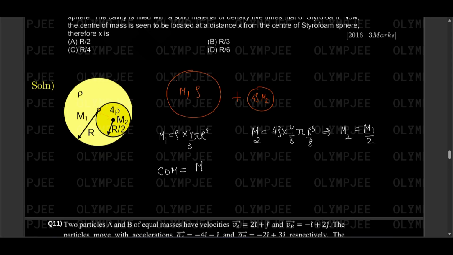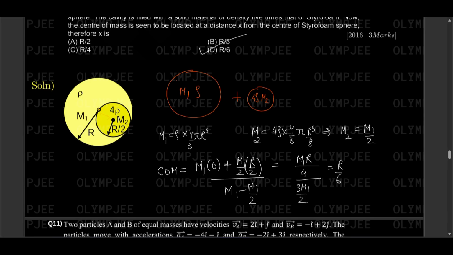So m1 multiplied by 0 plus m1 by 2 multiplied by r by 2, divided by m1 plus m1 by 2. So this will give us m1 r by 4 divided by 3 m1 by 2, which gives us the answer as r by 6. So the answer is r by 6.